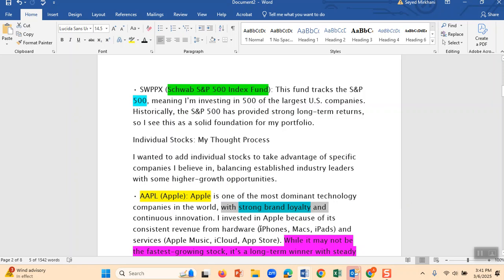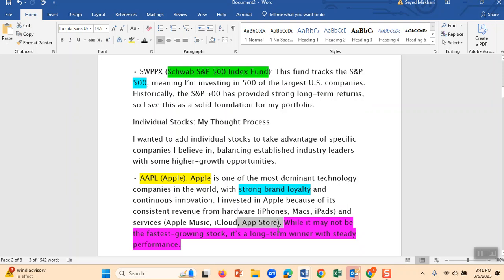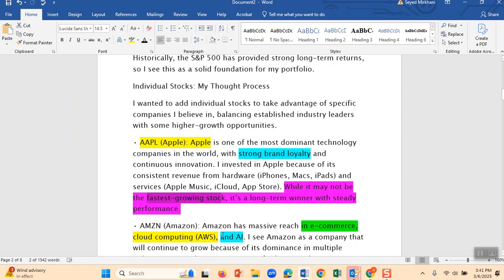And then he is telling what Apple's products are. Apple says iPhone, Macs, Apple Music, iCloud, and Apple Store, and it has services as well. It makes a lot of money in this, and it might not be the fastest growing stock, and it has settled a little bit in the past 1 year. Apple stocks are moving up slowly, but it's a solid stock. It is a long-term winner, and it gives dividends.